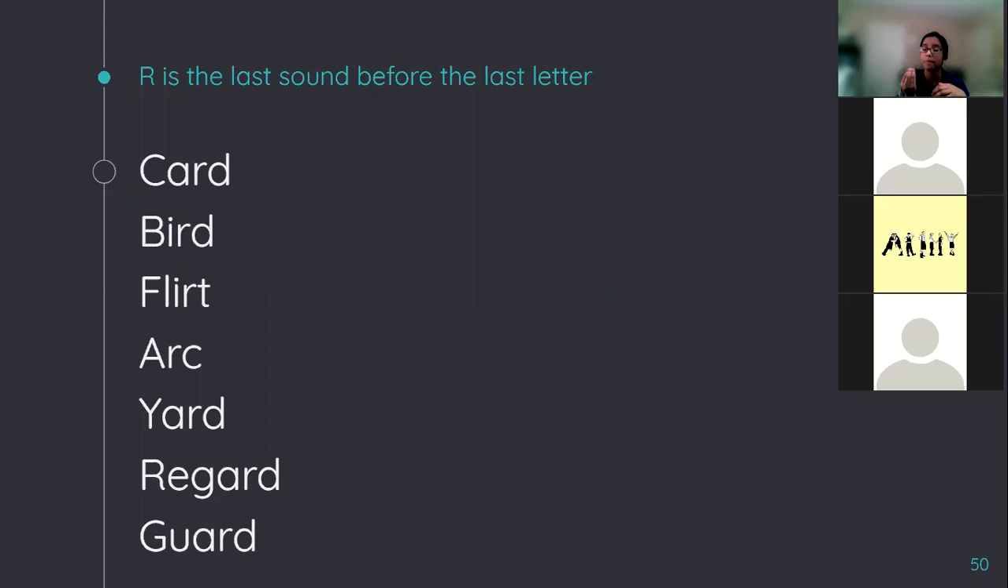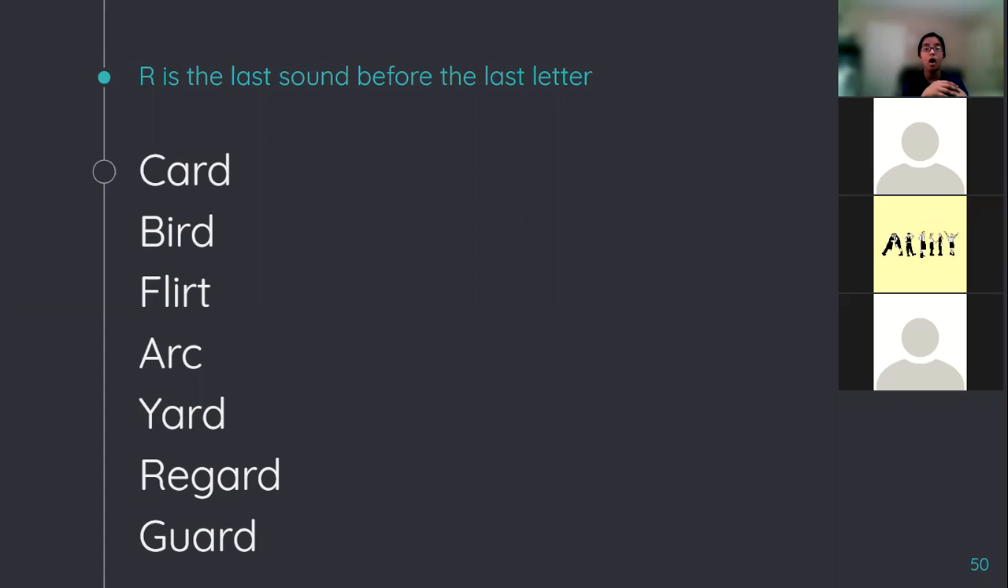You have a hard stop, so that D has a hard stop. You go card. And you also have bird. Bird. And then you have flirt. Flirt.